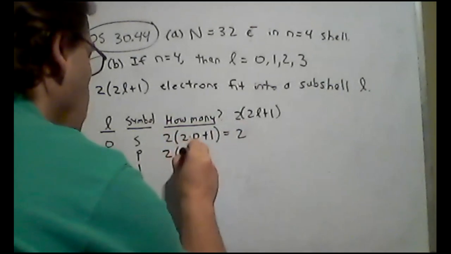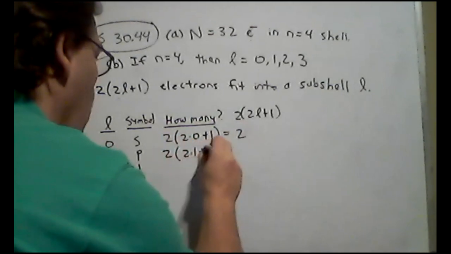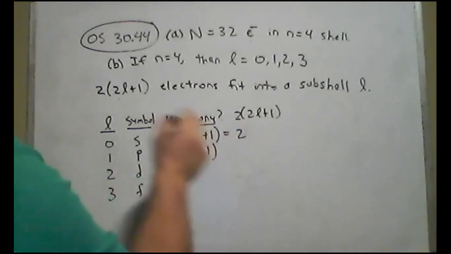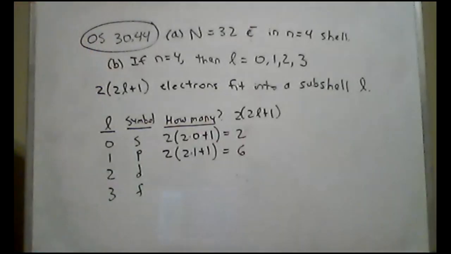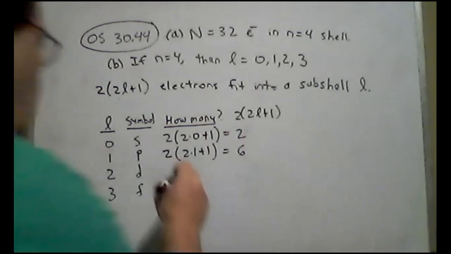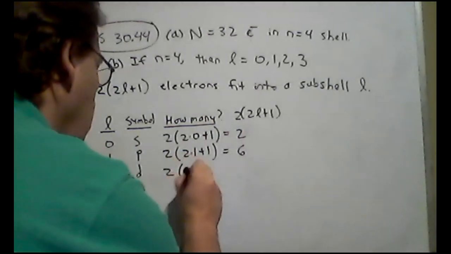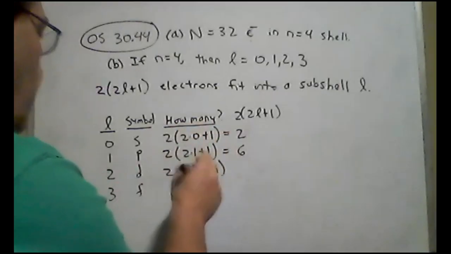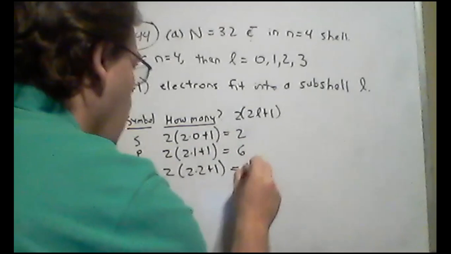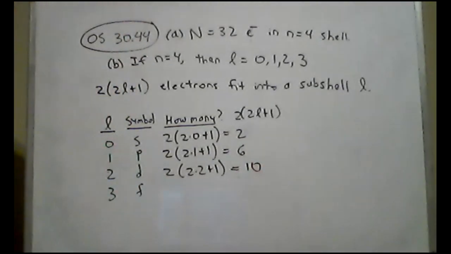2 times 2 times 1 plus 1. 2 plus 1 is 3 times 2 is 6. 6 can go into the P subshell. 2 times 2 times 2 plus 1. 2 times 2 is 4 plus 1 is 5. 5 times 2 is 10. Can go into the D subshell.